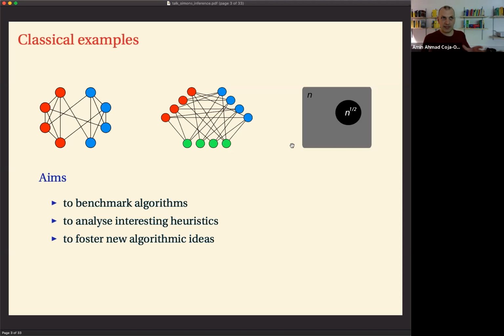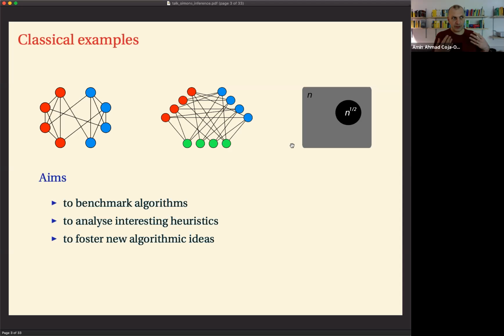To say this algorithm is better than the other, this algorithmic technique works because it does something clever on a random graph, or that sort of result. And also people were interested in these models in order to study heuristic methods. For example, the Alon-Kahale algorithm was based on spectral methods, which are very successful in many applications. And Alon and Kahale, to some extent, tried to find an explanation why these work in practice.